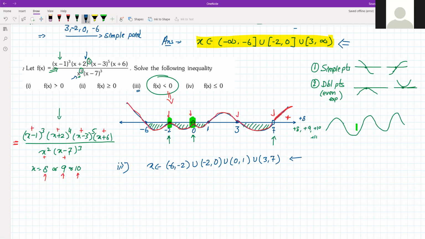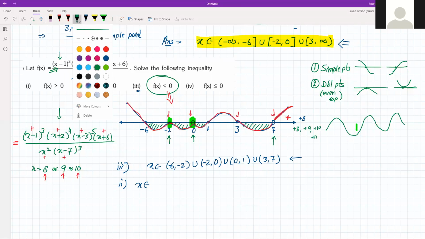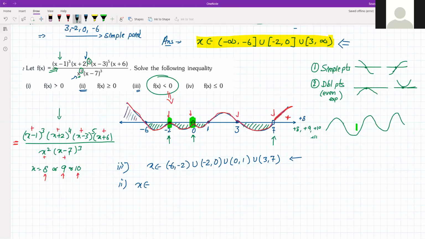And once this wavy curve is drawn, you can solve any inequality. For example, suppose the second one. Here x should belong to, the second one is what? Greater than or equal to 0. So that portion is where it is greater than or equal to 0. This is where it is greater than or equal to 0. And this is the section where it is greater than or equal to 0.